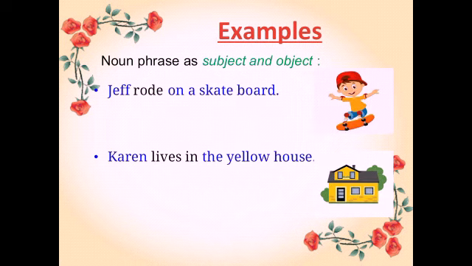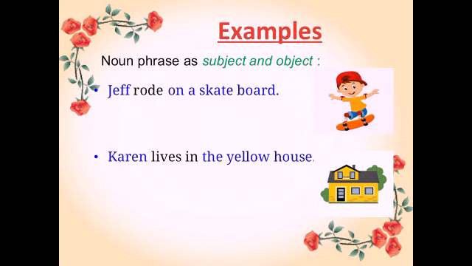Let's see. Noun phrase as subject and object. Jeff rode on a skateboard. So what is the verb here? Rode. Ask the question using that verb. What did Jeff ride? He rode on a skateboard. Again, ask the question in the other way. Who rode on a skateboard? Jeff rode on a skateboard.